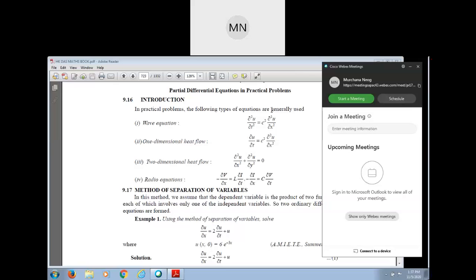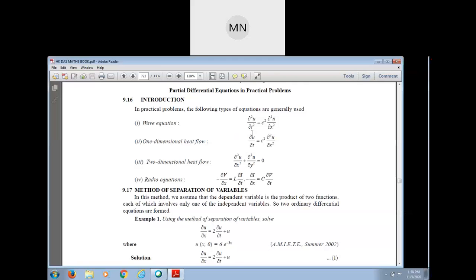Remember the equation which is known as the wave equation: del 2y del t square equals c square del 2y del x square, where x and t are independent variables, y is the dependent variable, and c is any constant. An equation of this form is known as the wave equation. It is the one-dimensional wave equation. Just remember the equation.